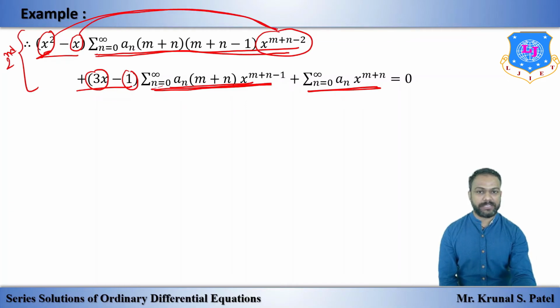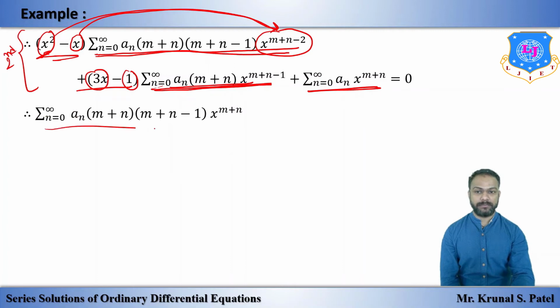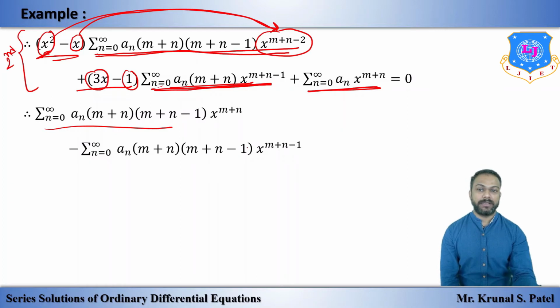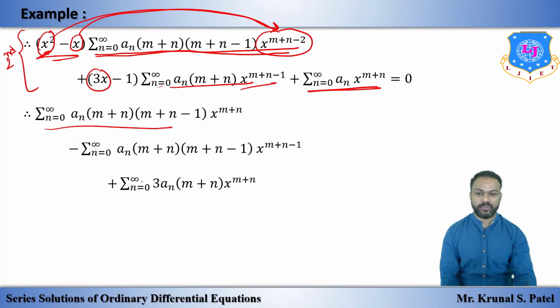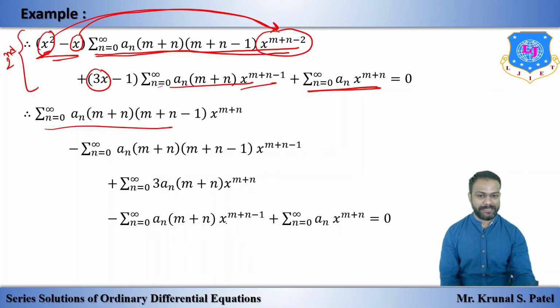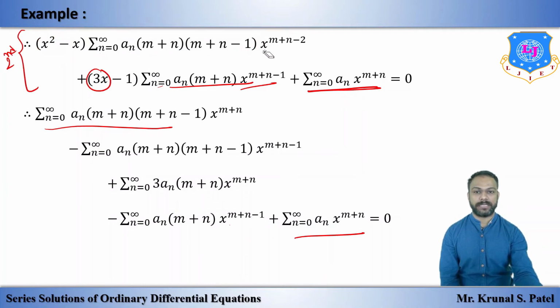And x multiplied with this, so we have x raised to m plus n minus 1, because minus 2 plus 1. So this will give us two terms: the first term by multiplying x square with this sigma, and minus x multiplied with this sigma. Now we will multiply this 3x with the entire sigma. So 3 comes with this constant and x goes with this x raised to m plus n minus 1 plus 1, that means x raised to m plus n. So this is our term. And second, if we multiply minus 1, minus of this, it is as it is, and this last term as it is.